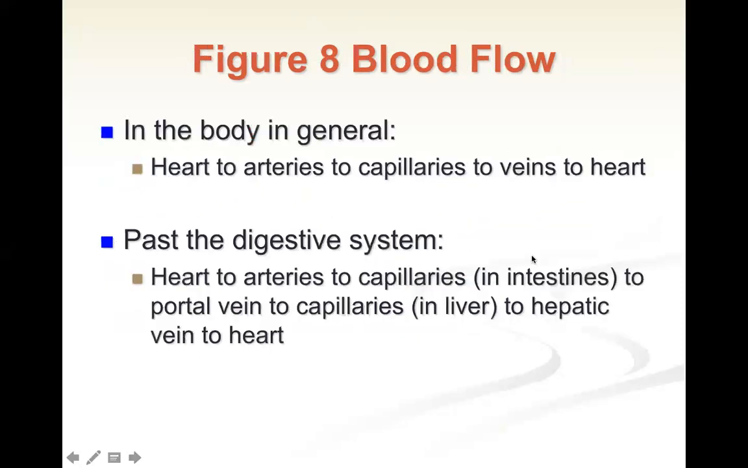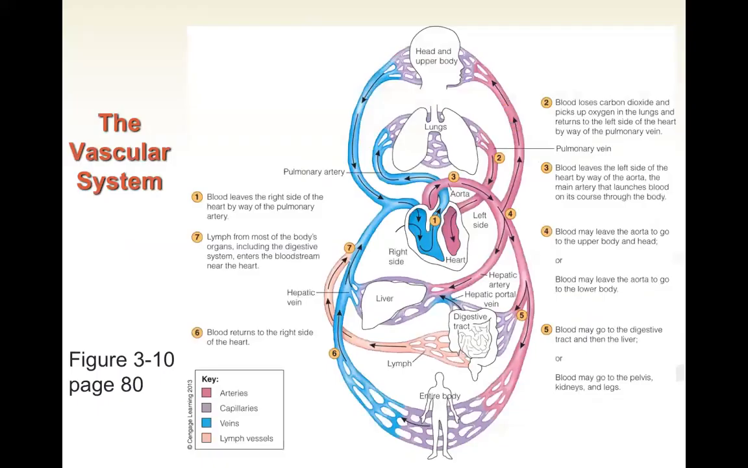There is a figure 8 blood flow, and the blood goes from the heart to the arteries to the capillaries to the veins to the heart. In the digestive system, it goes from the heart to the arteries to the capillaries to the portal veins to the capillaries in the liver to the hepatic vein to the heart. And that can be illustrated in this diagram here.